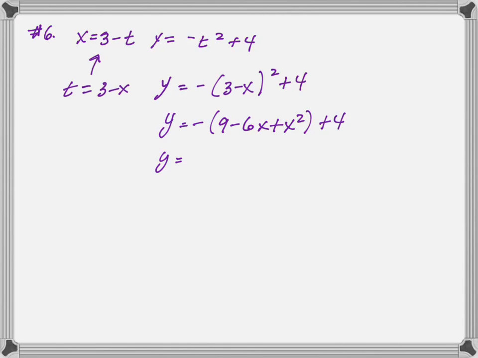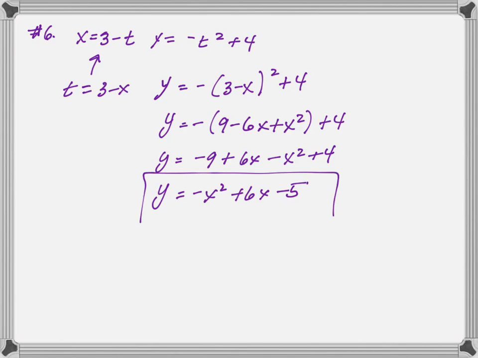So y equals negative 9 plus 6x minus x squared plus 4. So y equals negative x squared plus 6x minus 5. No restrictions, so that's the answer to number 6.